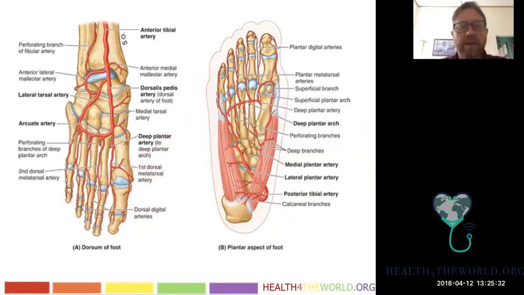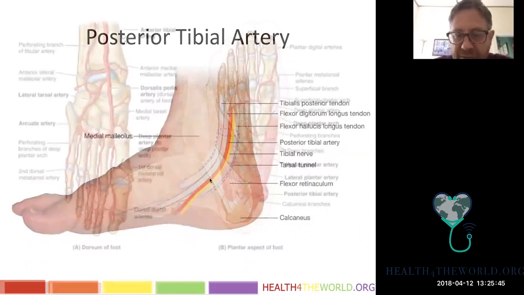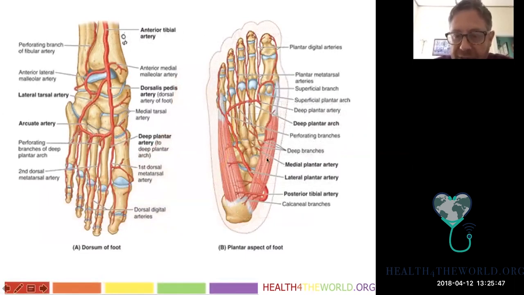We're almost done. Let's continue to talk about the foot. So essentially you have the common plantar artery here. So the posterior tibial is going to come down and become the common plantar. The common plantar artery is going to give off the medial plantar artery and the lateral plantar artery, and those are going to supply the plantar surface of the foot.